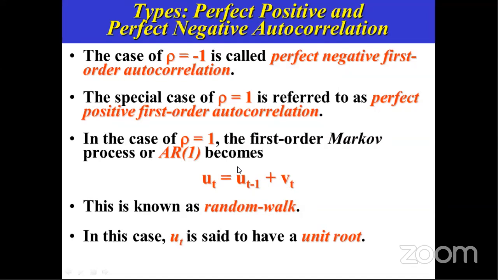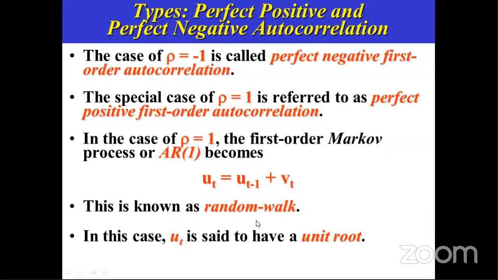So since the value of rho is equal to 1, you need not write that 1 here, because 1 into u(t-1) is the same as u(t-1), because anything multiplied by 1, the value of the element does not change. That's why our u(t) is equal to rho u(t-1) plus v(t). Now we can write it as u(t) is equal to u(t-1) plus v(t) when the value of rho is equal to 1 in case of first order Markov analysis.